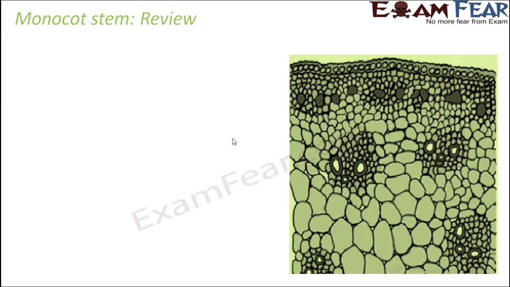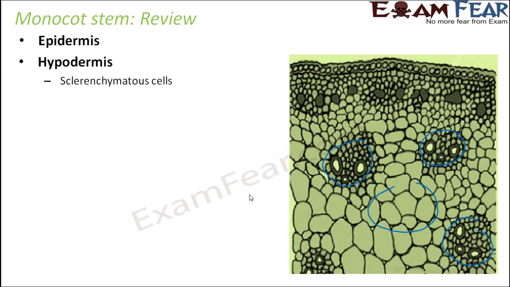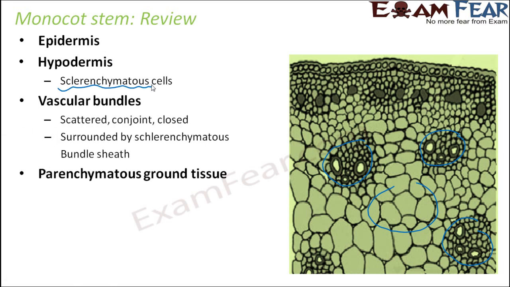So let us have a quick review of the monocot stem. This is how it looks like. Here you can see the vascular bundle. Each of these is a vascular bundle, right? If you see the pith, the central region is pith, which is again made up of the same parenchyma cells. Epidermis is the outermost layer which ensures protection. Hypodermis, just below the epidermis, is made up of sclerenchymatous cells to provide additional support, nothing else.